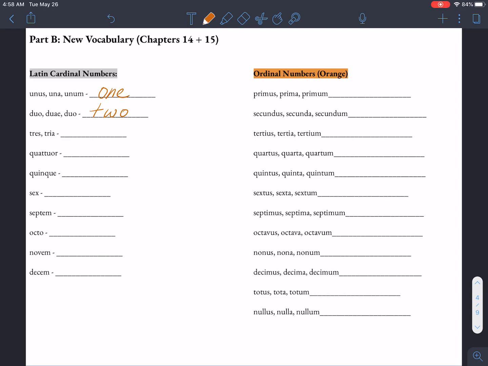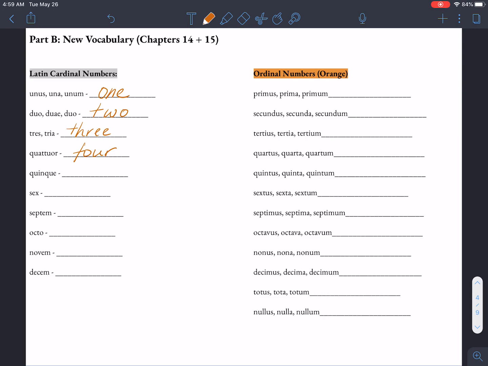All right, next number. Please repeat after me. Tres, tria. Again, tres, tria. And that means three. I think by now some of you might have picked up on a pattern. Please repeat after me. Quattuor. Again, quattuor. And that means four.